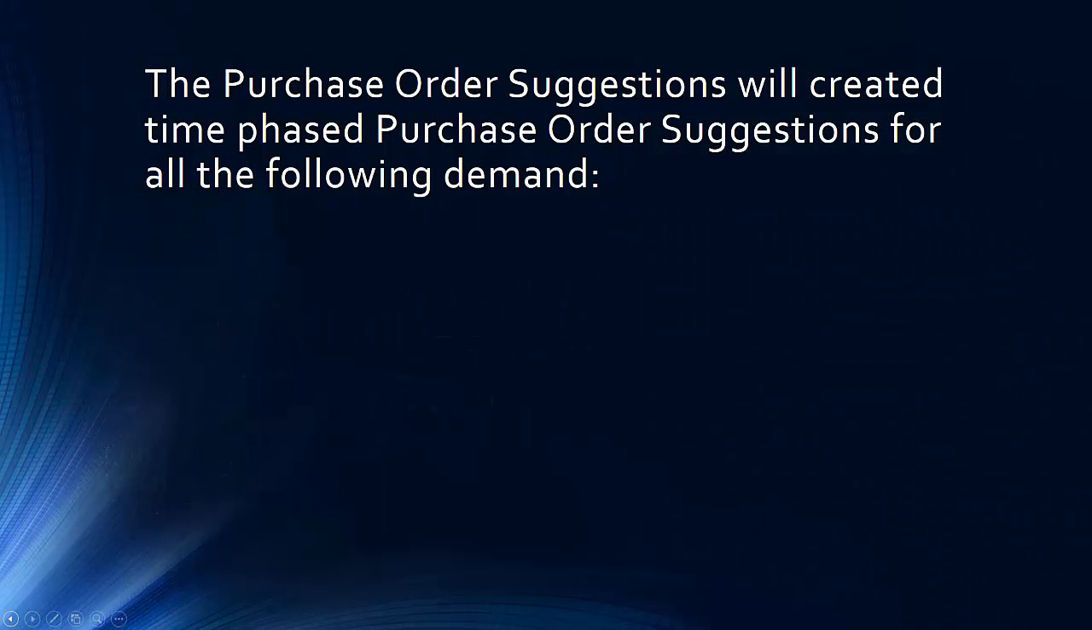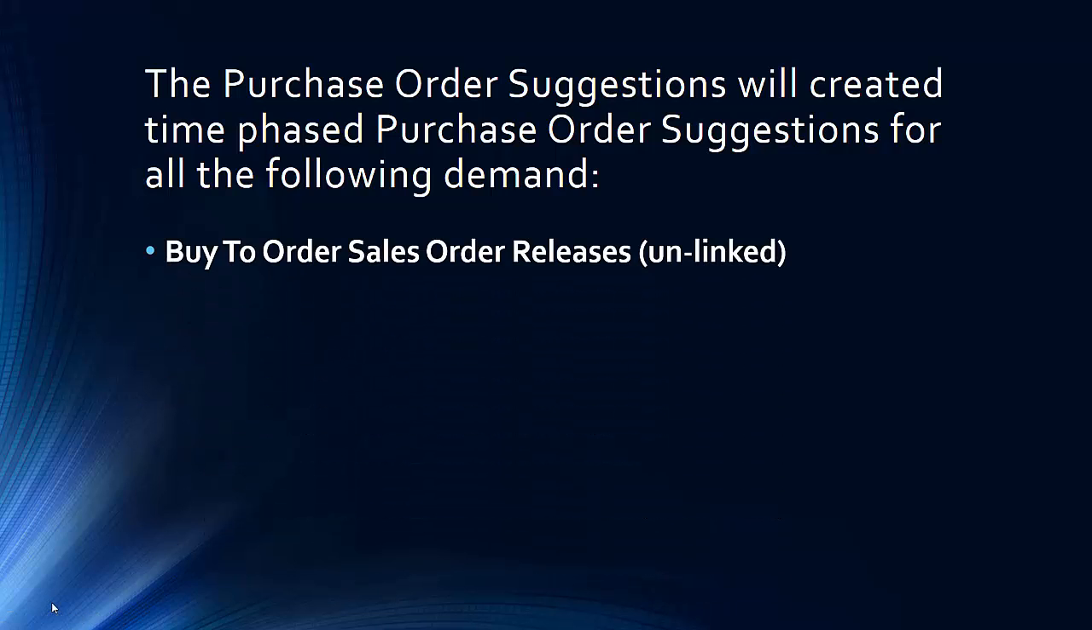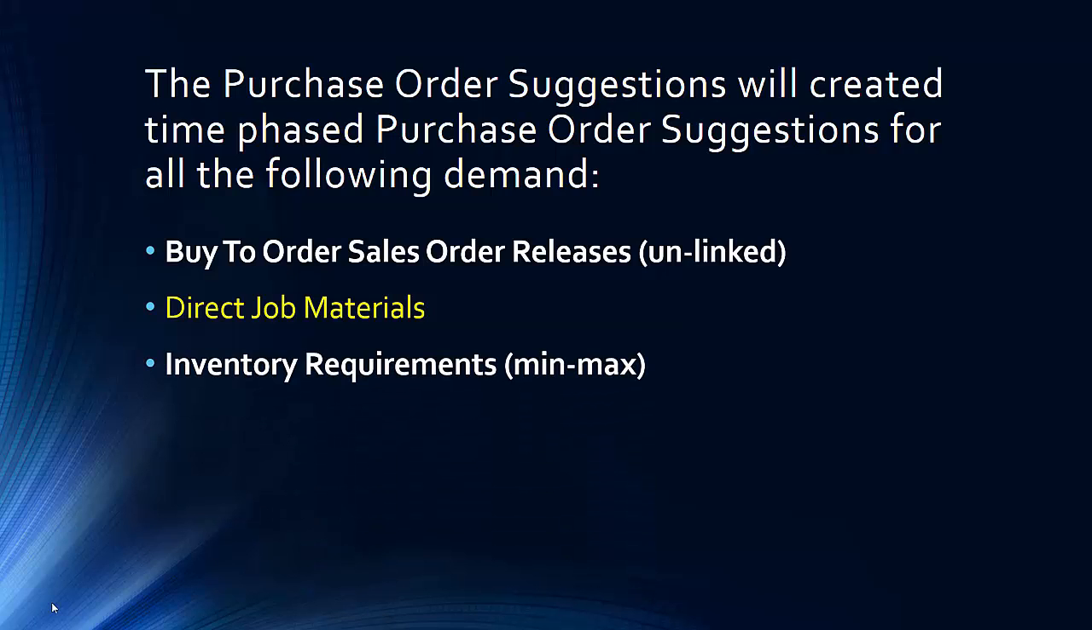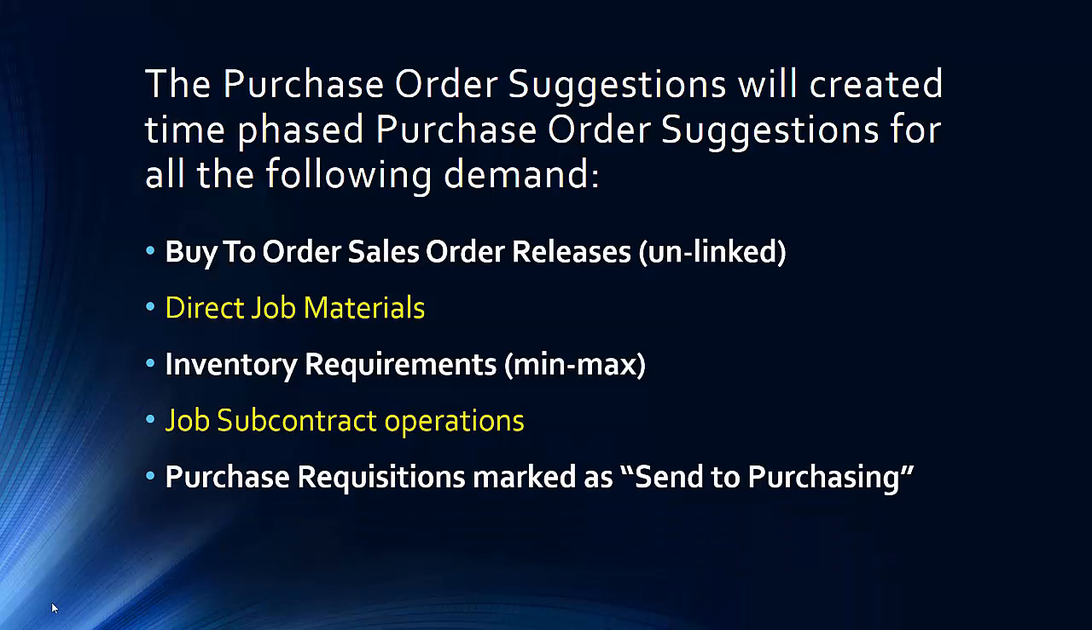The purchase order suggestions will create time-phased purchase order suggestions for all of the following demand: buy-to-order, sales order releases that are unlinked, direct job material, inventory requirements based on min-max, all subcontracted operations, and purchase requisitions marked as send to purchasing.